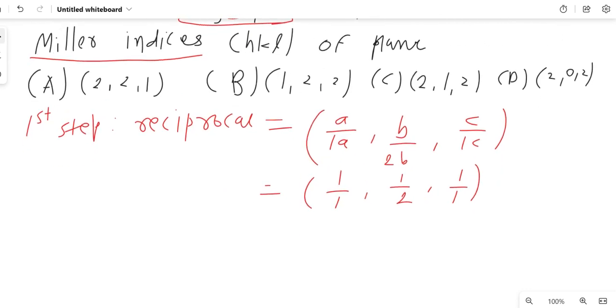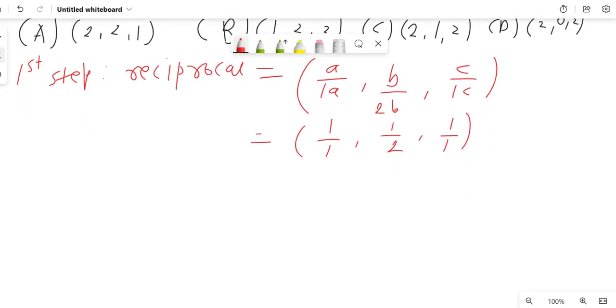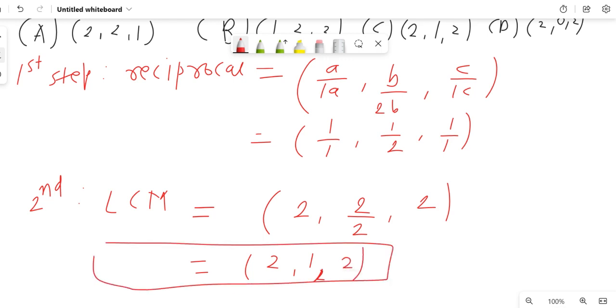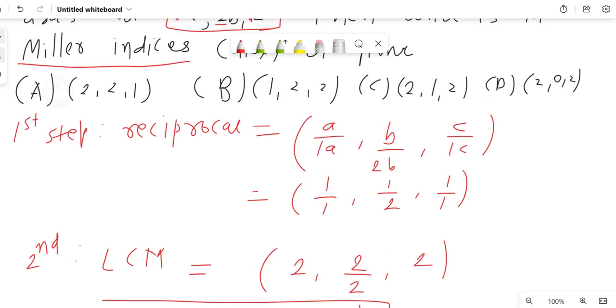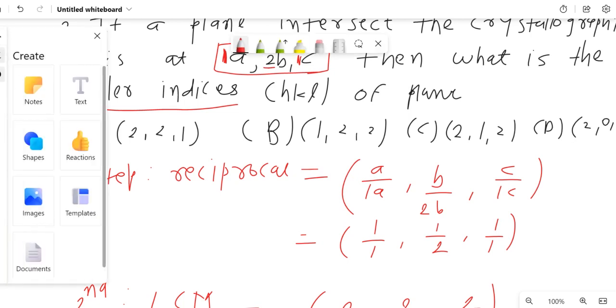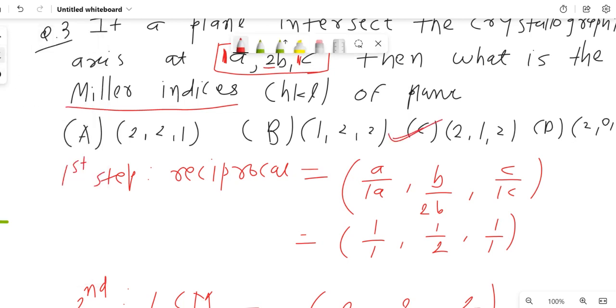Now the second step is to take the LCM, or you can say multiply these reciprocals by 2. So in the second step I simply take the LCM and multiply by 2, so it will be 2 divided by 2 and 2, so it will be 2 1 2. So the Miller indices for this plane will be 2 1 2. So the correct option is C, 2 1 2.